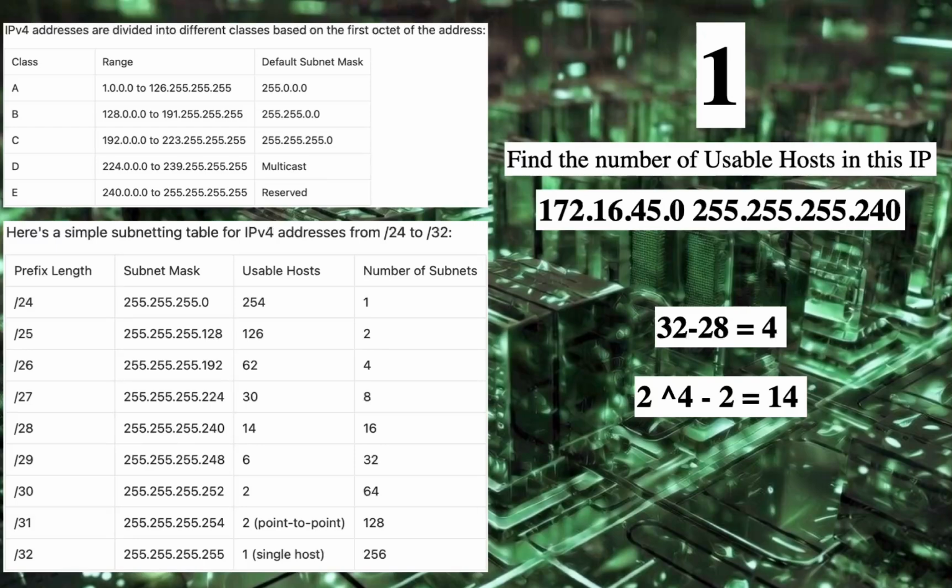And remember, we're subtracting 2 because we don't want to include the network address and the broadcast address. We're talking about usable hosts. So 2 to the 4th minus 2, you get 14, and that's our answer.